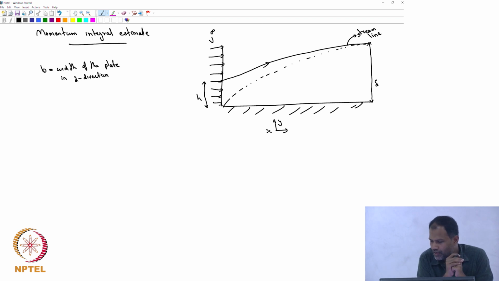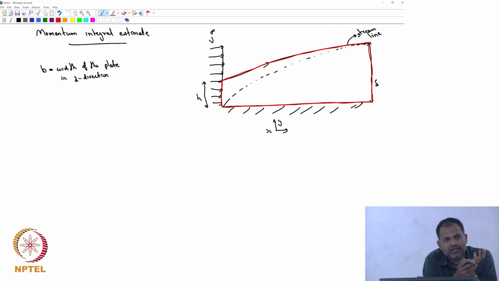And I want to write down a force balance for this control volume. So that's the control volume that I have. On the left hand side, it's bounded by the uniform velocity profile up to a height of h. On the right hand side, the height is delta, the boundary layer thickness. On top, it's bounded by a streamline. On the bottom, it's the plate. That's the volume that I'm going to look at and write a force balance for. But is the control volume clear?